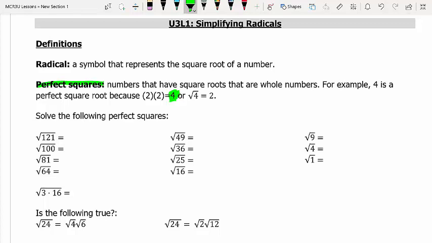So I've listed a bunch of perfect squares from 1 to 121, and I want you guys to get comfortable solving these without using a calculator. So go ahead, pause the video, and try and figure out the square root of all these numbers. I think it'll be easier than you think.